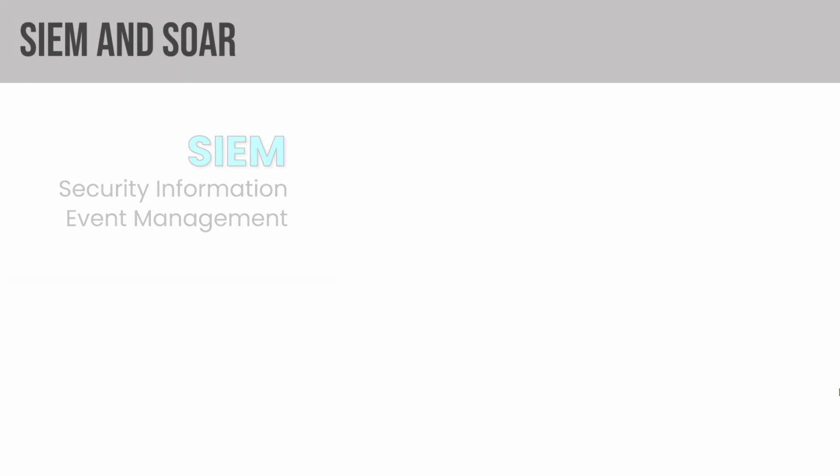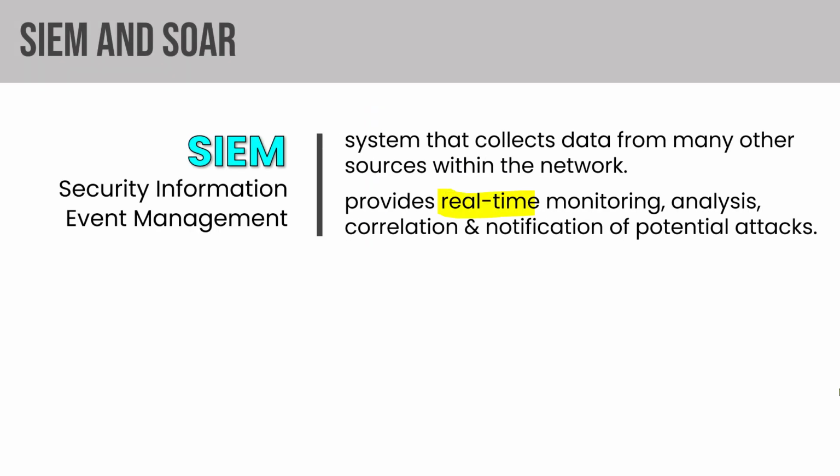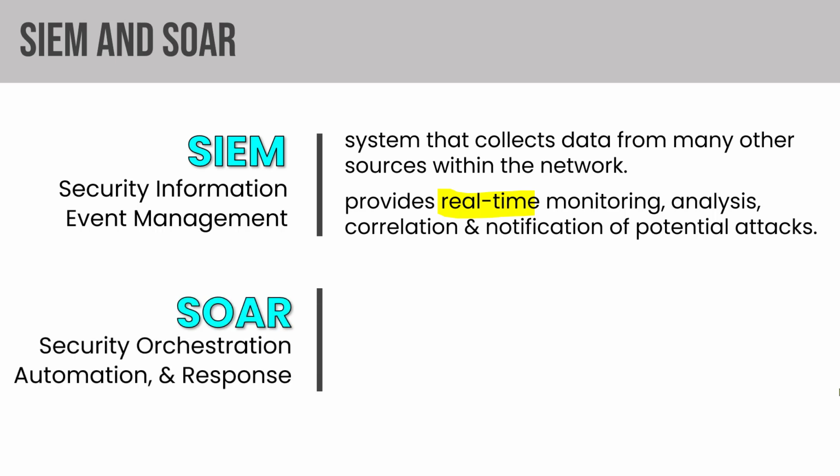All right, so SIEM and SOAR. So SIEM is an acronym that stands for Security Information Event Management. That's a system that collects data from many other sources within a network and then provides real-time monitoring, analysis, typically correlation and notification of potential attacks. So a SIEM is often ingesting information from network devices and syslog servers, and in Azure from cloud services like Azure Active Directory or Azure Activity Logs, any number of Microsoft and third-party services.